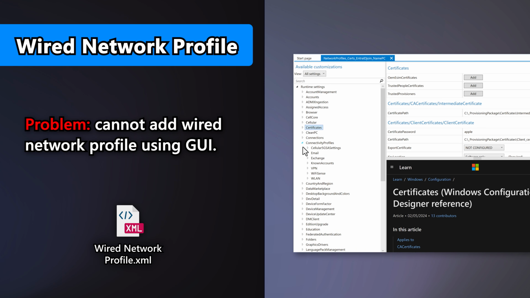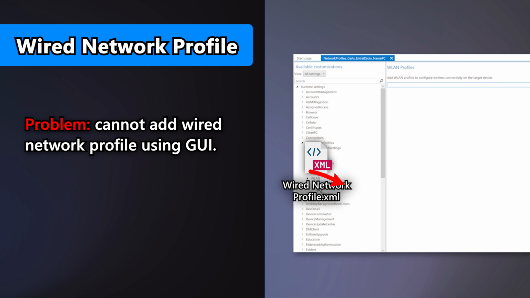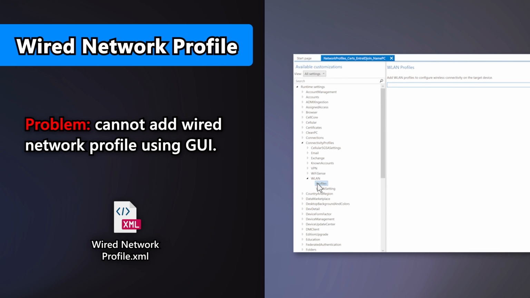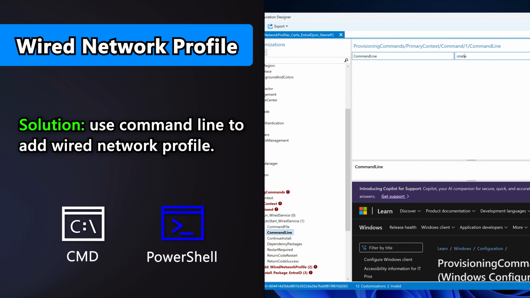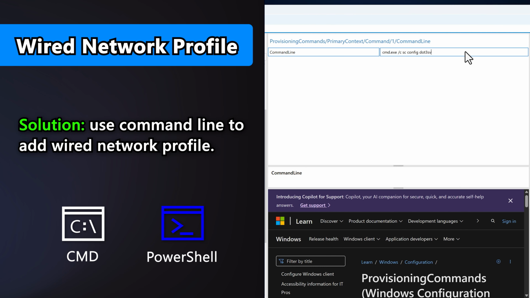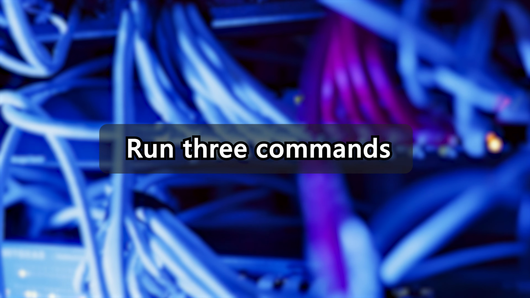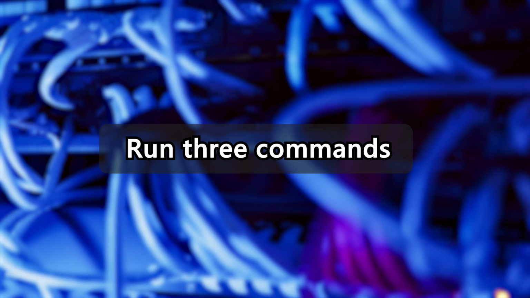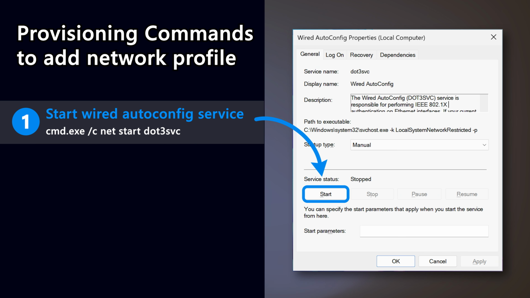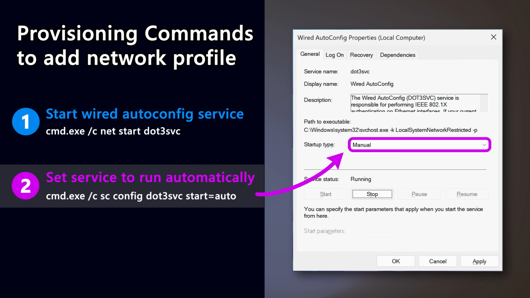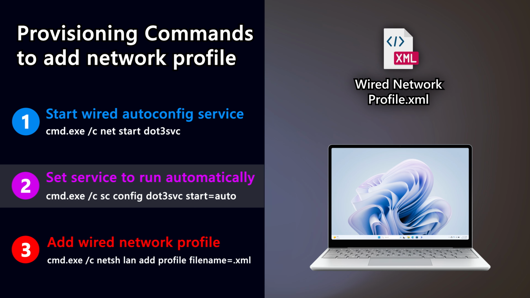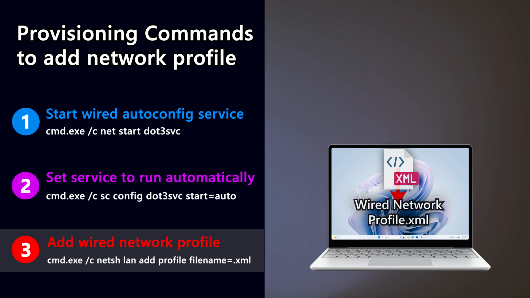Now for adding a wired network profile, I discovered there's no option within the runtime settings to add these natively like we could with the wireless profile. But I found a workaround using the provisioning command settings, which allow our package to run commands and scripts on the machine we're provisioning. To get this to work, we need to run 3 separate commands. First, turn on the wired autoconfig service, as it's off by default. We'll also need to set the wired autoconfig service to run automatically when Windows starts. Then, add the wired network profile.